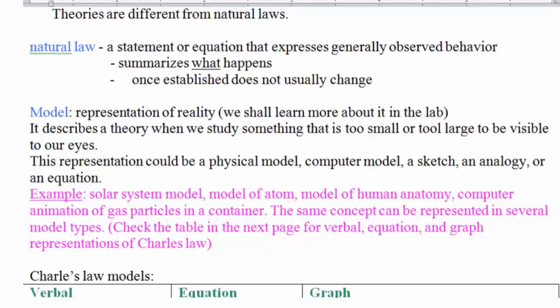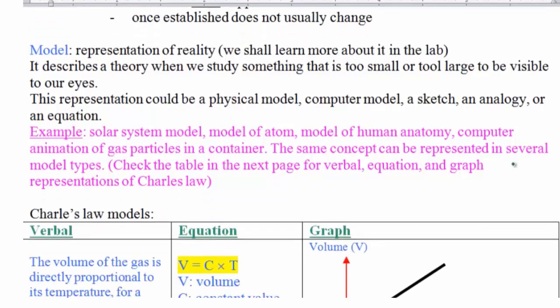Examples of natural law is the gravitational law. Gravitational law basically tells us the relation between two masses, and that the earth always pulls things down toward the center of the earth. So it's a description of what happens. The law of conservation of energy, it's a law, it's not a theory. It states that energy is neither destroyed nor created. There's another term we usually use in science, the term model.